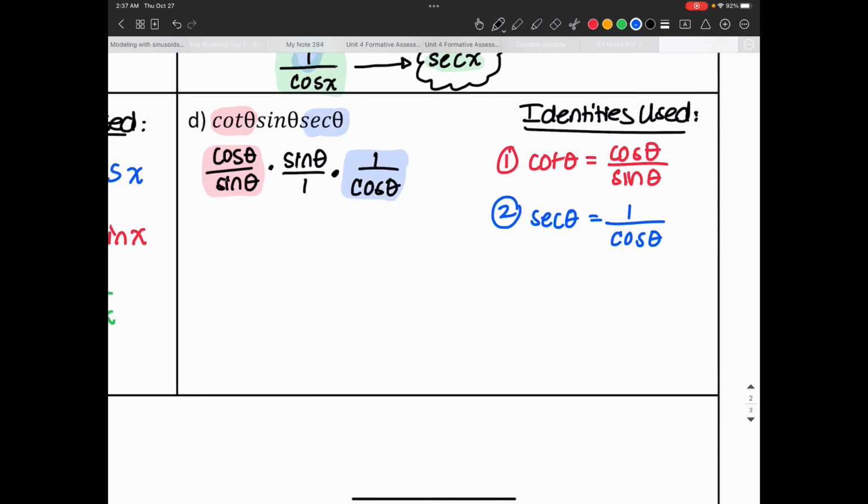Now I'm going to see if there's anything that cancels. Diagonally speaking, I can cancel the cosine and the cosine, and I can cancel the sine and the sine. Once again, I am left with just 1 in the numerator and 1 in the denominator, so just 1 is my answer.